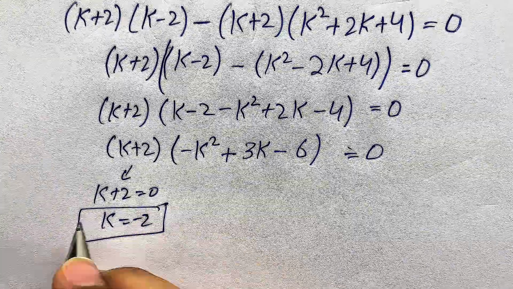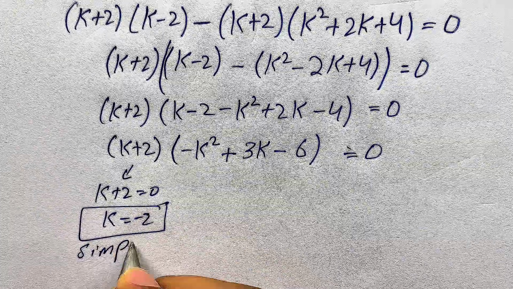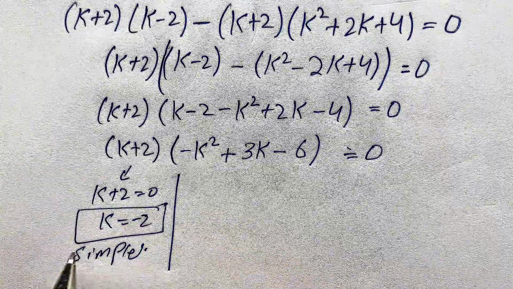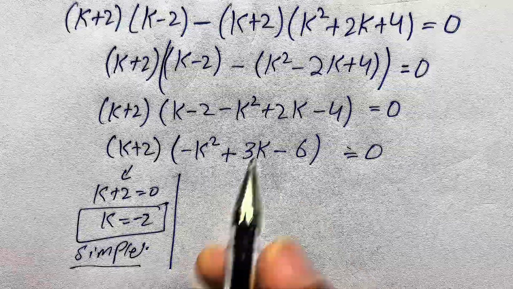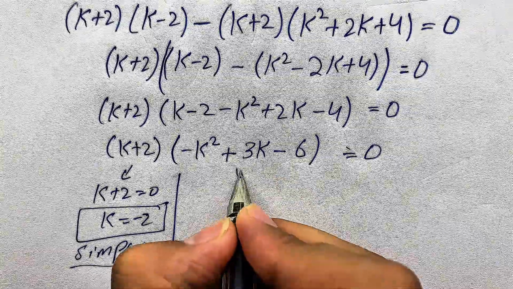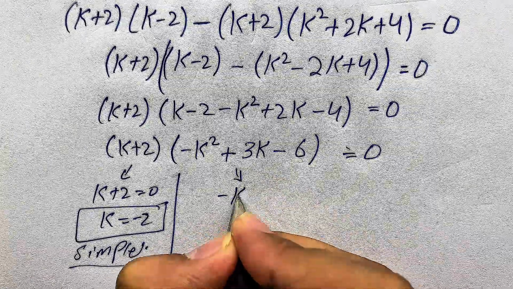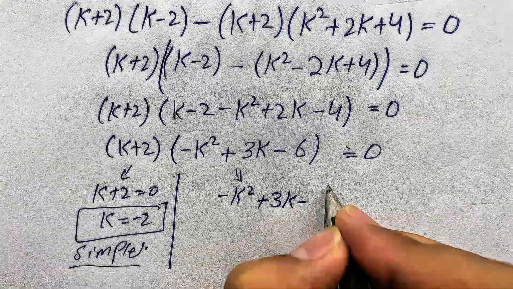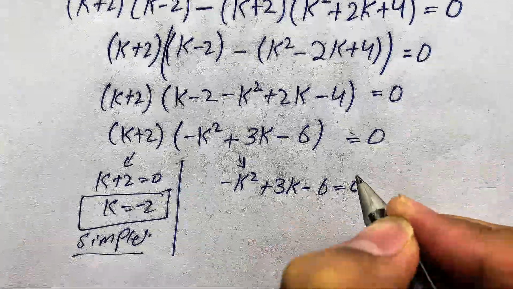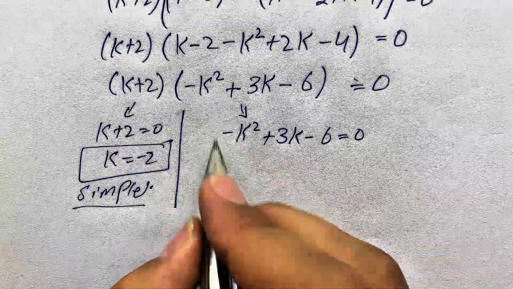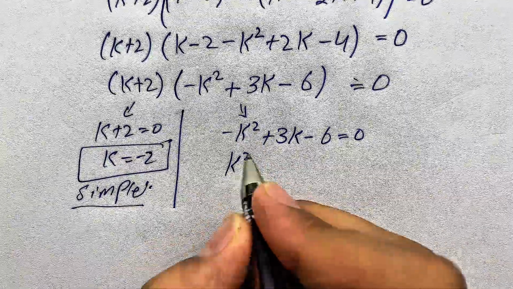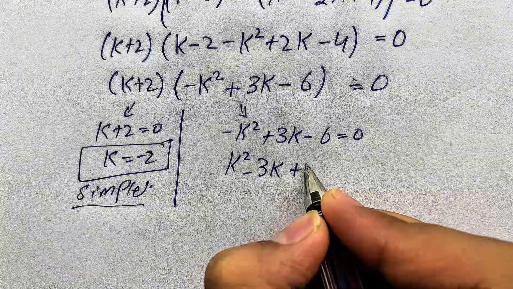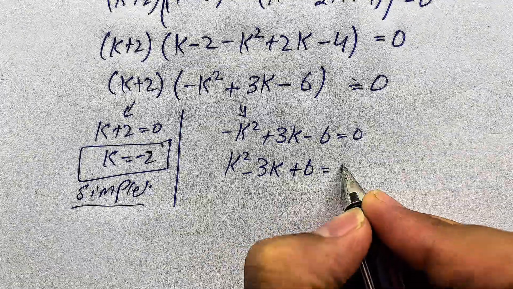This is our simple solution of this. Now we solve this side. Minus k^2 plus 3k minus 6 is equal to 0. Now k^2 - 3k + 6 = 0.